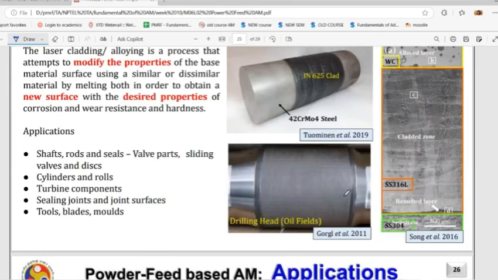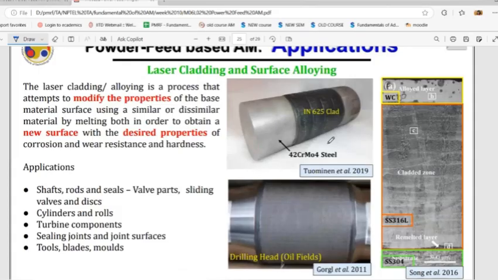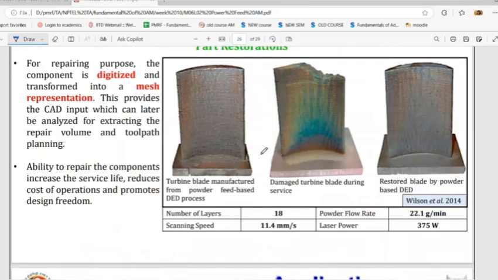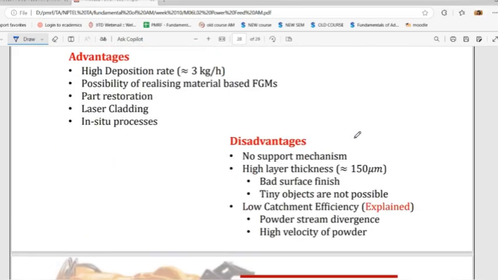So then comes the same thing. This is the example of a cladded layer of Inconel 625 on chromium molybdenum steel. And this is the grid-based structure which you can print easily using this DED technique. And using this type of lattices, you can decrease or increase the density at different locations.